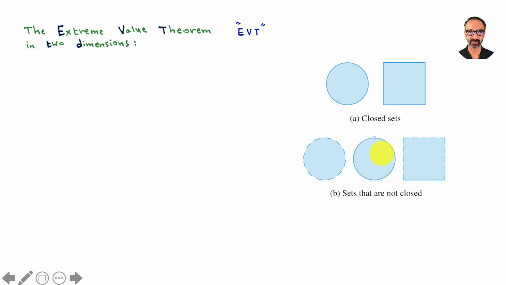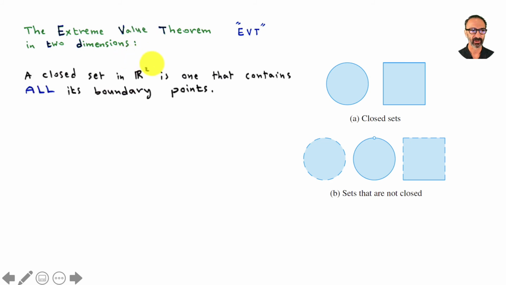Of course, it does make sense. This one is not including the boundary. That's not closed. This one is not including the boundary from 3 sides. That's not closed. So that's a visual look at what's closed and what's not closed, just to apply the extreme value theorem concept from calculus 1. A closed set in R squared is one that contains all its boundary points.